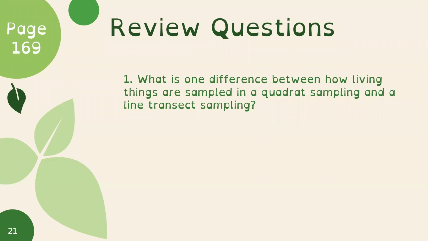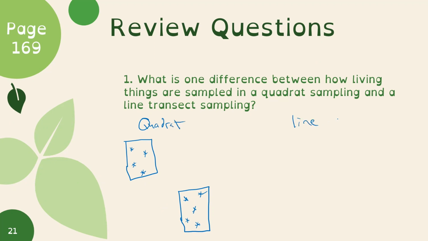Great. Review question number 1 on page 169. What is one difference between how living things are sampled in quadrat sampling and line transect sampling? So remember, quadrat sampling is when you get a patch and then you count all of the things. You note the things within your sample, within your rectangle or your defined area, and then you go to another area with the same size sample and note the things that you're trying to track. So you just have these small squares. They could be rectangles, they could be circles, they could be different shapes, but you have these random patches that you are collecting information about. And that's quadrat sampling.